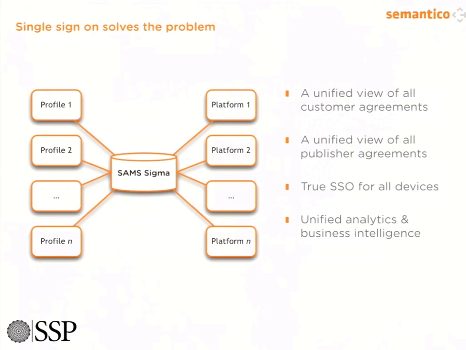So the solution is an identity platform that sits in the middle. From a publisher's perspective, it gives you a unified view of all the customers and all the agreements that you have with all of the customers. From a library's perspective, it gives you, as a library or institution, a unified view of all your publisher agreements. It gives you cross-platform single sign-on, multiple device, and it gives you the ability to unify the analytics and business intelligence.